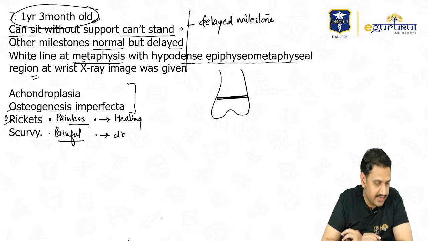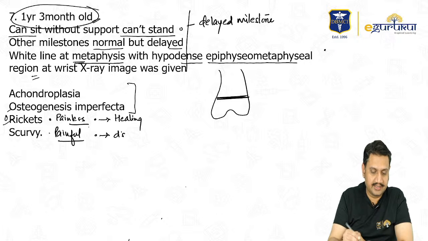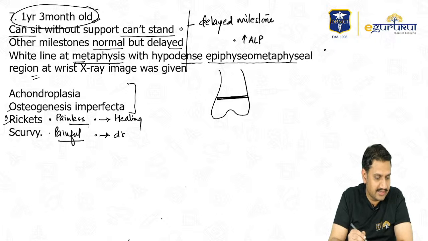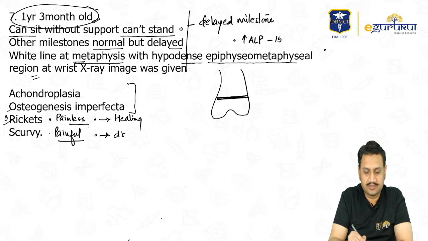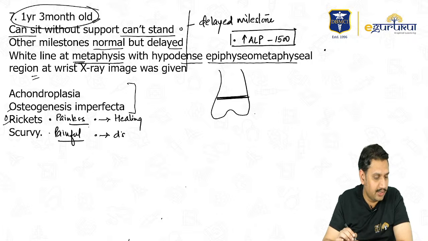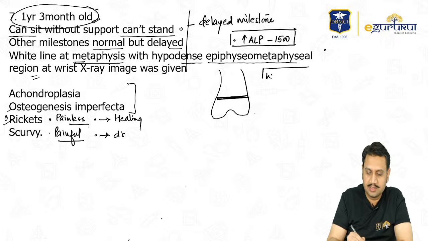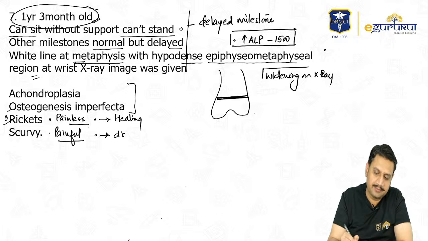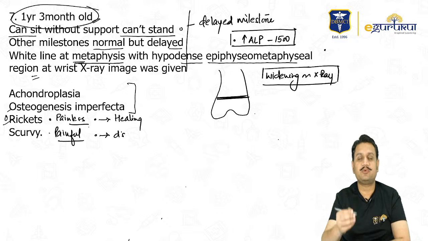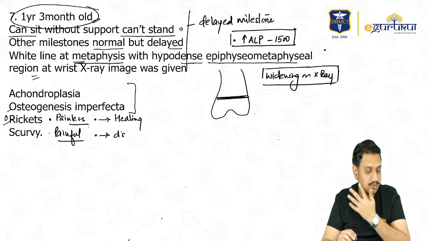So ALP was much higher. Anita is telling me about increased ALP, so I'll add that, Anita. Thank you so much for the input. Widening was there in the X-ray, and ALP was 1500. That's great. So that automatically makes it more in favor of rickets only. Another input is widening on X-rays, which makes it more in favor of rickets. Thank you, both of you, for the input.